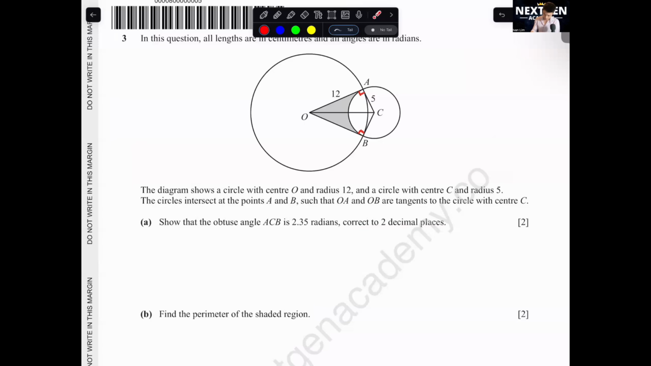This one you have to use calculator. So how do we find this ACB? We can use half of this triangle first. So let's draw it out. OAC.